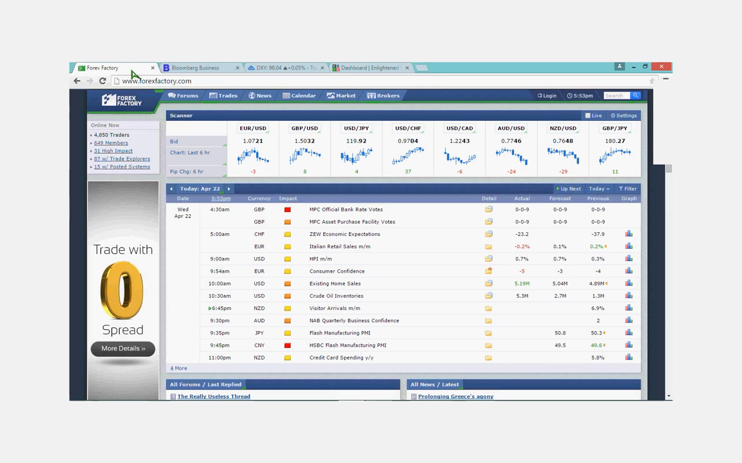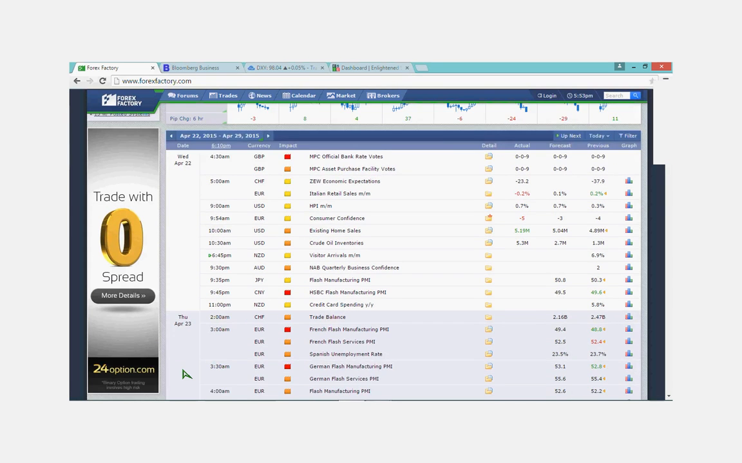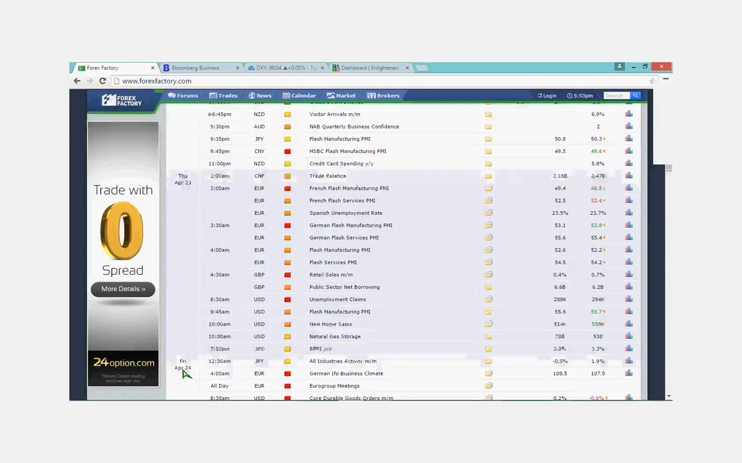First, we look at the news. So later on today, there'll be news on the euro, quite a bit of manufacturing news. And later on in the night, there is the USD unemployment claims. So they're all high impact news.